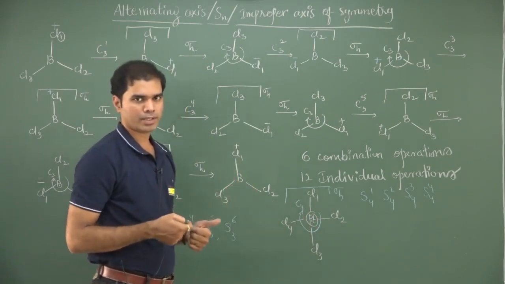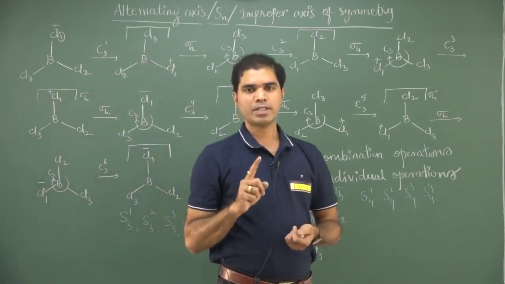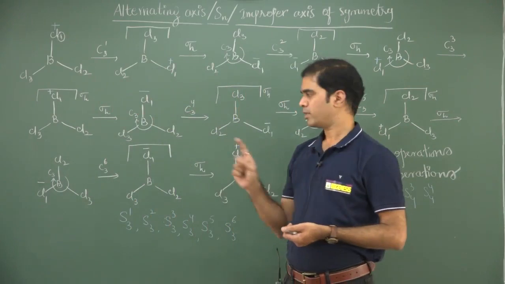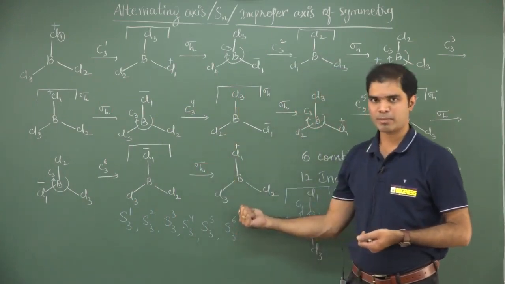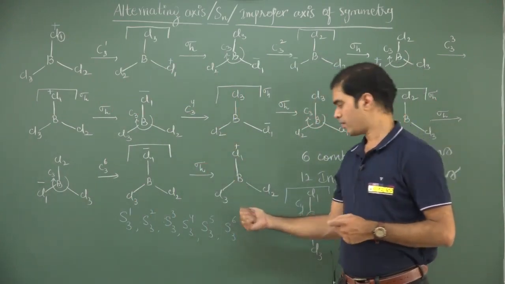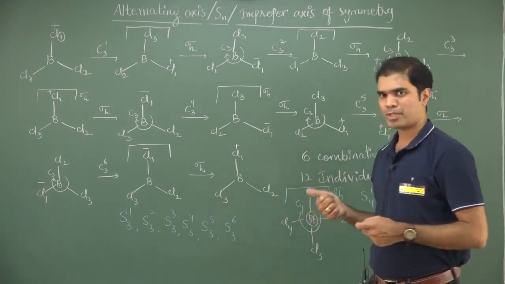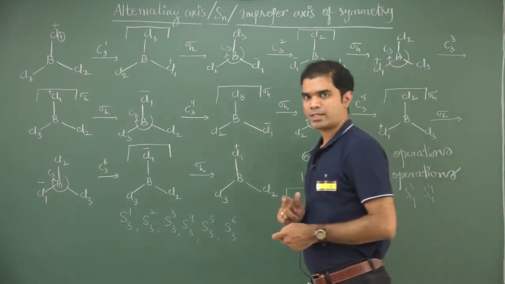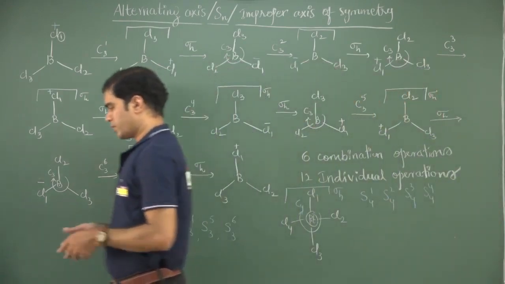Come to a conclusion now. Whenever the rotational axis has odd number, double the number of Sn operations must be performed. And whenever it is even numbered, same number of operations must be performed to get identical structure. That should give you some idea.